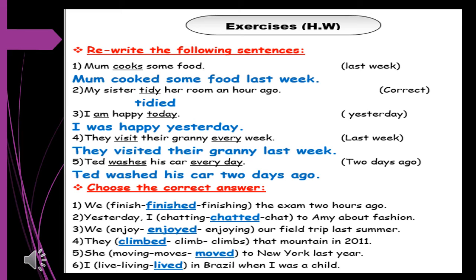Number three, I am happy today, but yesterday. So the past of am is was. I was happy yesterday. Number four, they visit their granny every week. Last week, so they visited. Put ed at the end of the verb and change every to last. Number five, Ted washes his car every day. 2 days ago. So Ted washed his car 2 days ago.